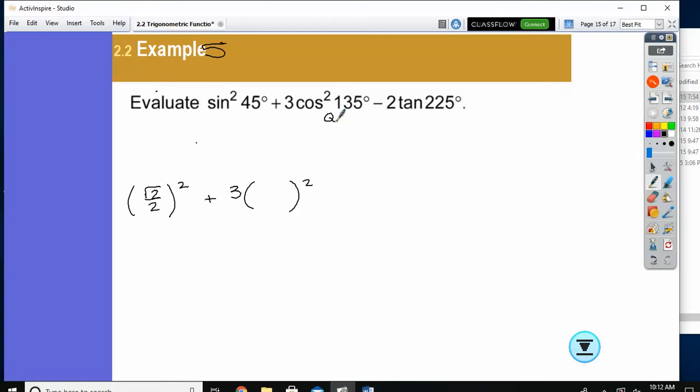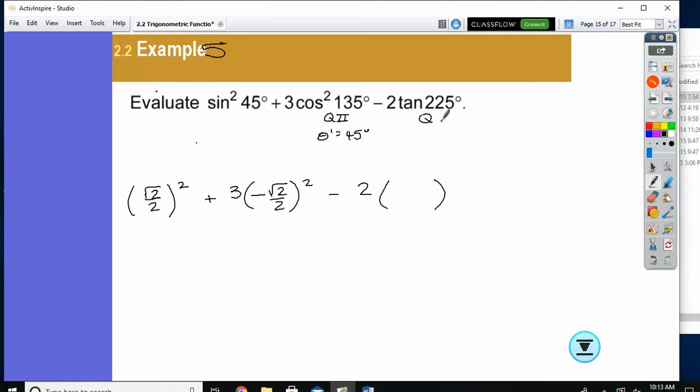What quadrant is 135 in? Second. Reference angle, 180 minus 135, 45. Okay, in the second quadrant, is cosine positive or negative? Negative. Cosine of 45, so if you fold in the 45, cosine is the bottom, square root of 2 over 2. Minus 2 times the tangent of 225.